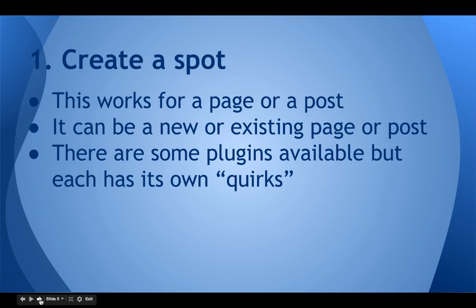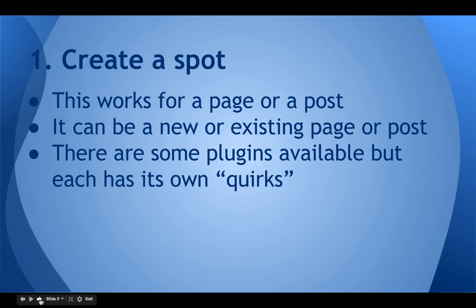First, we're going to create a spot. Now, this works for any WordPress page or post. It can be one that you're creating brand new, or it can be an existing page or post. So you can go back and edit if you'd like. There are some plugins available to help with this kind of thing, but I'll be honest, each one has its own little quirks. I don't use any of them right now, but I have considered them. If you want to check those out, you're certainly welcome to. But what I'm going to show you is just the really simple copy and paste method.